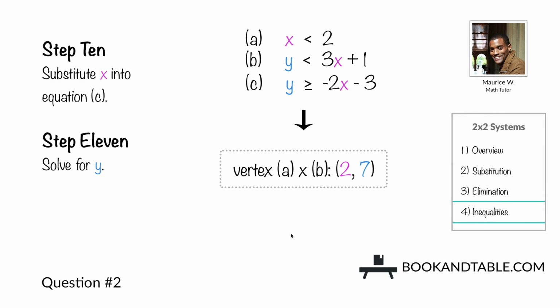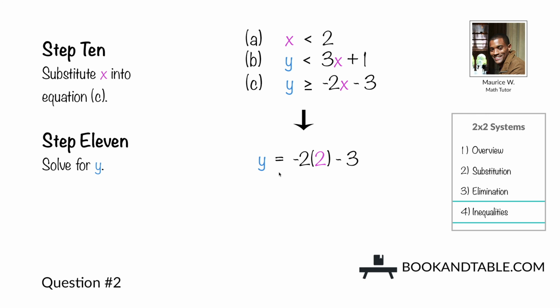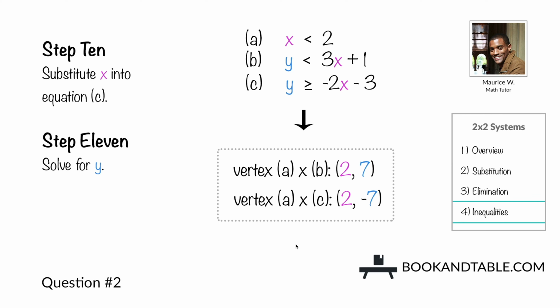Now we want to find the vertex for AC, so we want to substitute x into C here, giving us y is equal to negative 2 times 2, which is negative 4, minus 3, which will give you negative 7. So when x is 2, y is negative 7 for vertex AC.